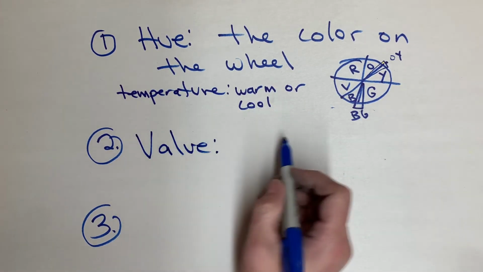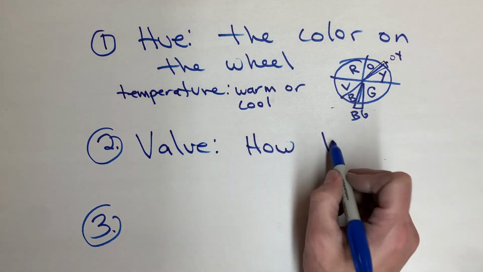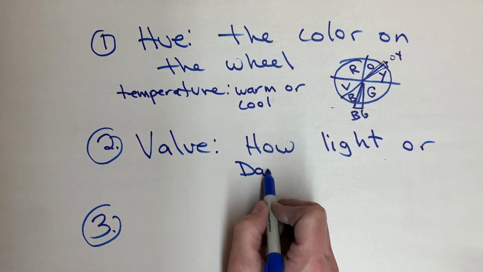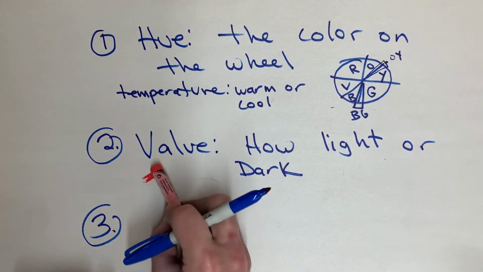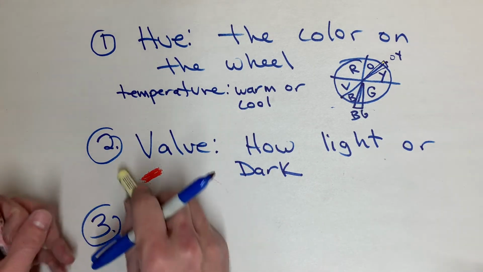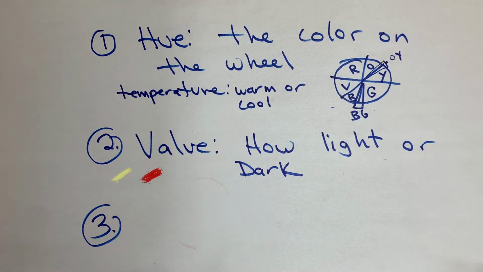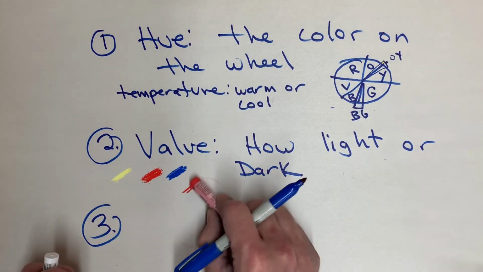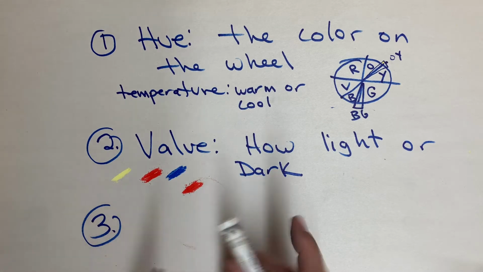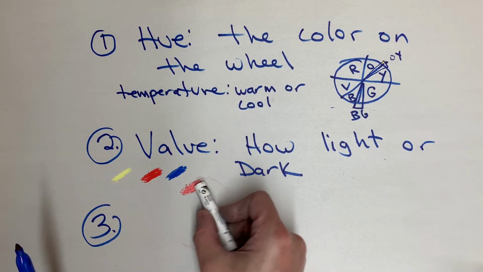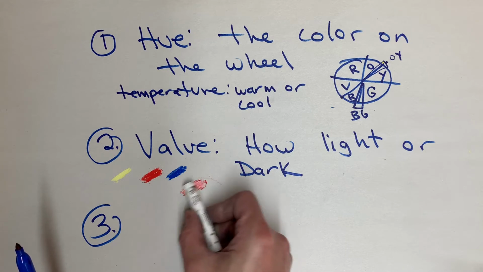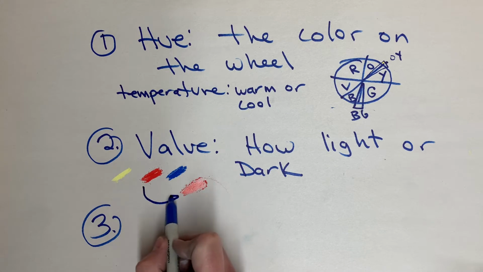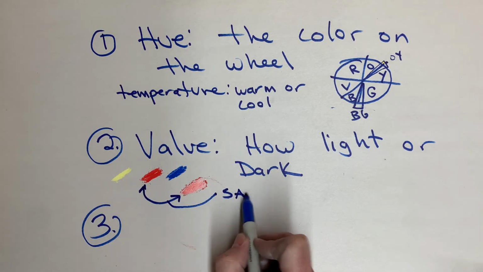The second way a color can be different from another color is simply value. How light or dark is the color? In their pure state, hues have inherent values. For example, some are just a little bit lighter or darker than others. We can lighten a hue by adding white, or even darken it by adding black. The important thing to remember is it's still the same hue, it's just a different value now.